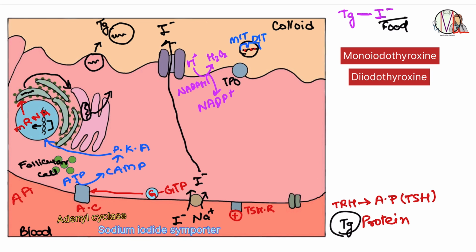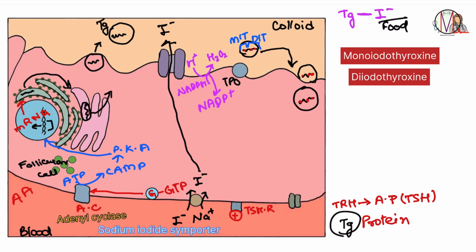And at the end, it will decide whether it's going to form T3 or T4. But all this decision is made in the follicular cell. Therefore, now it's time for this ionized thyroglobulin to leave the colloid, and it is done via endocytosis. As it is leaving the lumen but entering the cell, therefore endocytosis.